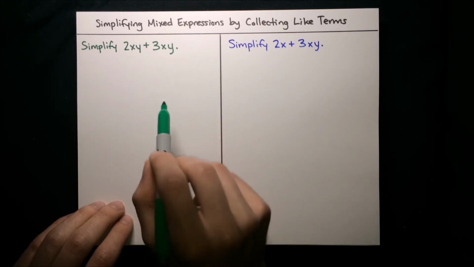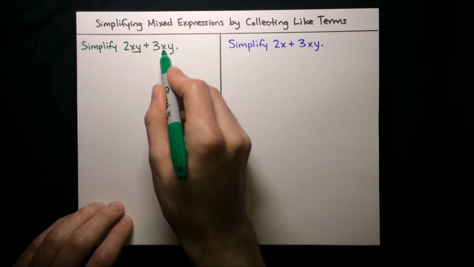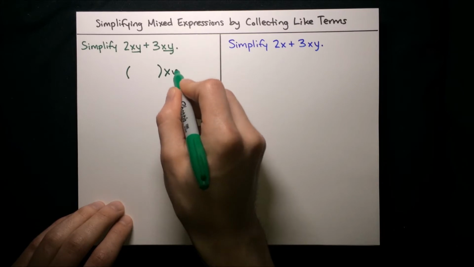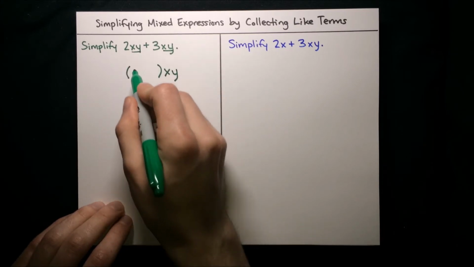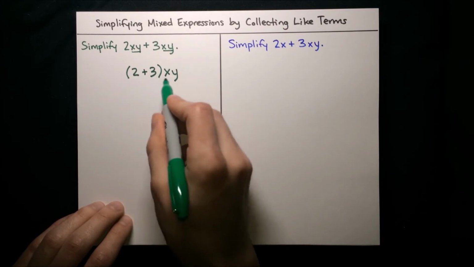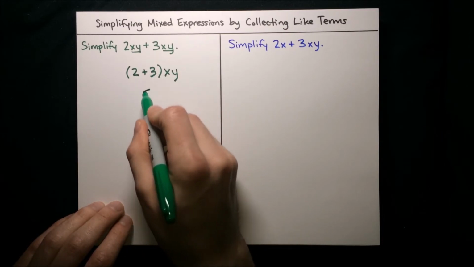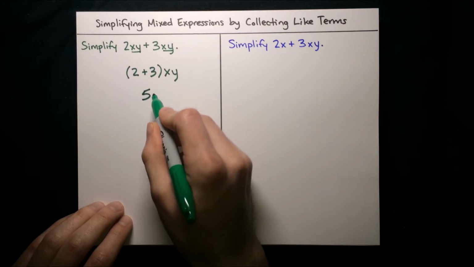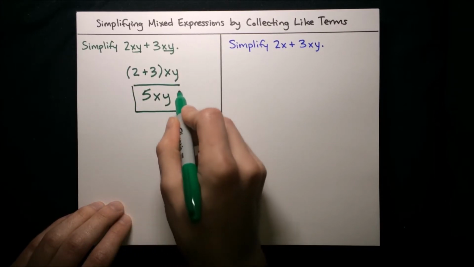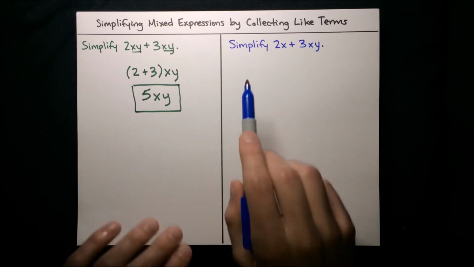So that means that we can factor out an xy, and then just add the coefficients here. 2 plus 3. Okay, so we do that, and then 2 plus 3 is just 5, and then we've got the variable part, xy, and that's what we end up with. It's 5xy.